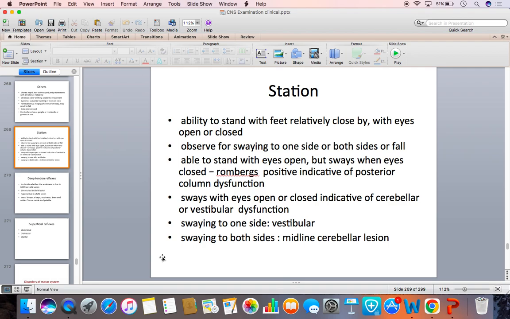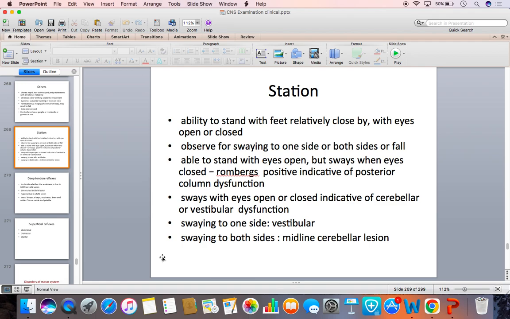If the patient is able to stand with eyes open but sways when the eyes are closed, it is called Romberg's positive. That is, the patient is able to stand with eyes open but sways when the eyes are closed. It is positive Romberg's, diagnostic of posterior column dysfunction. Swaying with eyes open or closed is indicative of cerebellar or vestibular dysfunction.